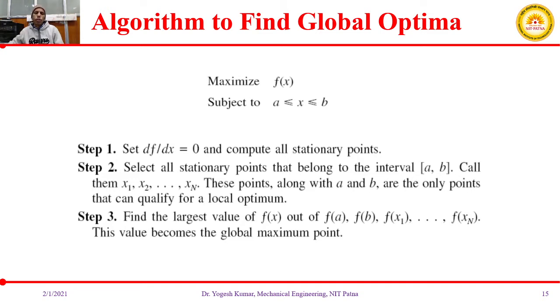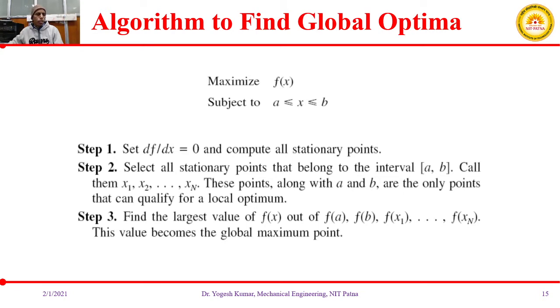After calculating these stationary points, you have to find all those stationary points which belong to the interval between a and b, that is, the values of x which are lying between a and b. These stationary points may be called x1, x2, x3, xn, and so on, and we take these points along with a and b.